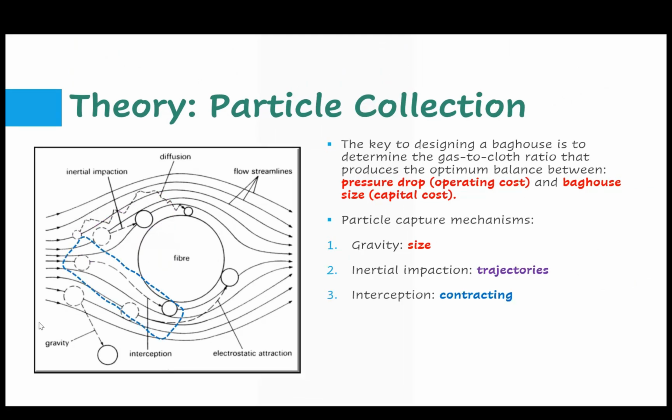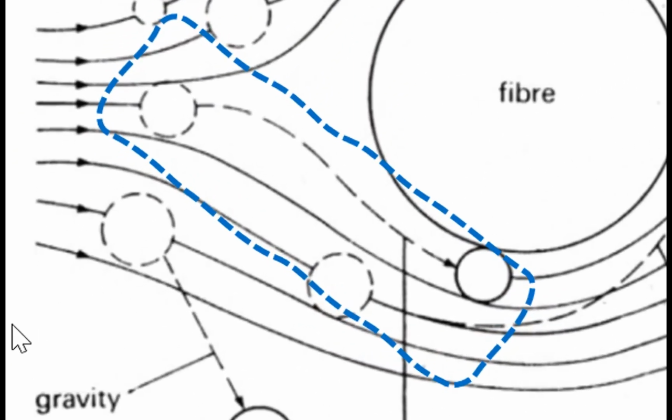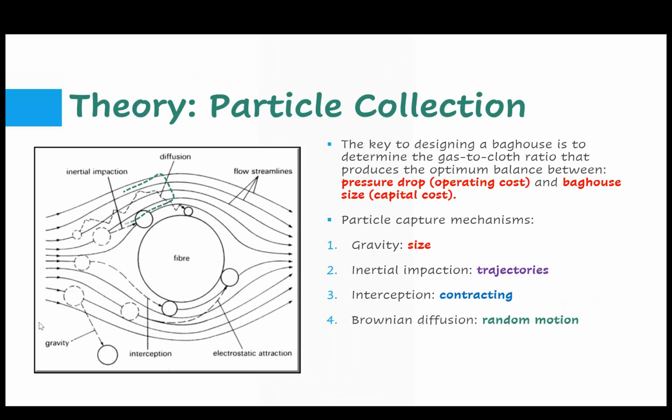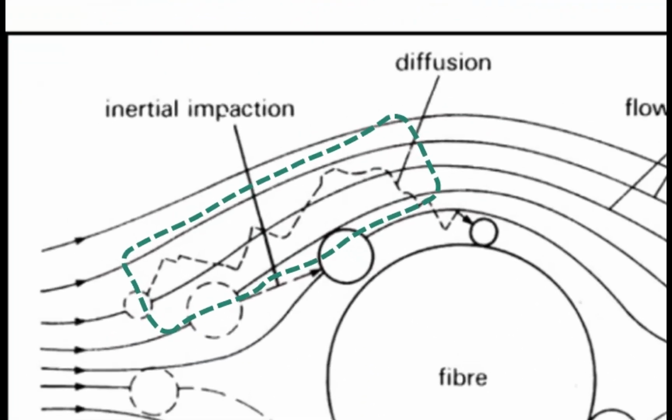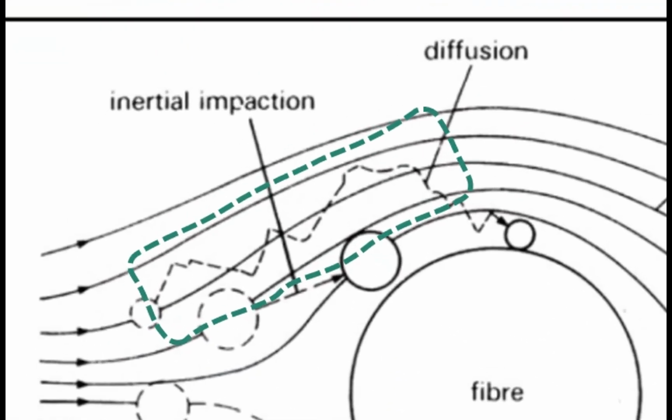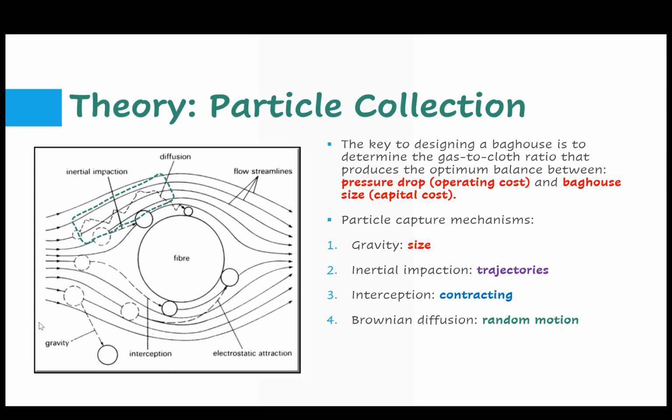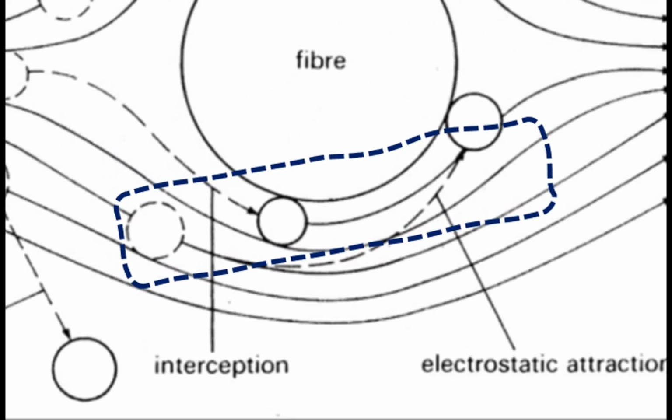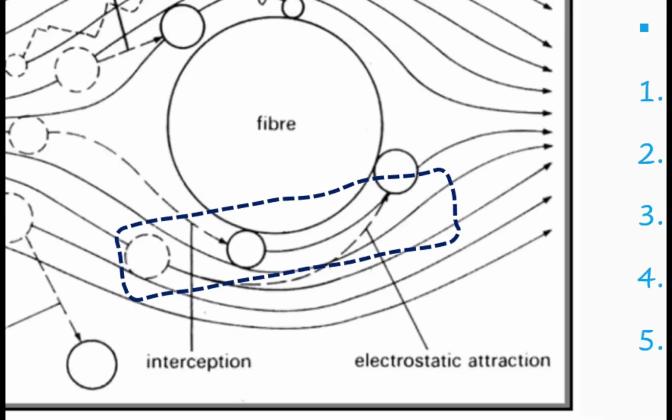Particles may also come into contact with the fiber collector. The streamlines of the gas flow contract when passing the fiber, which leads to interception of the particles. The finest particles are normally removed by diffusion as a result of random Brownian motion. And the last mechanism may be effective when electrostatic forces are generated between the particles and the collectors due to particle charging.